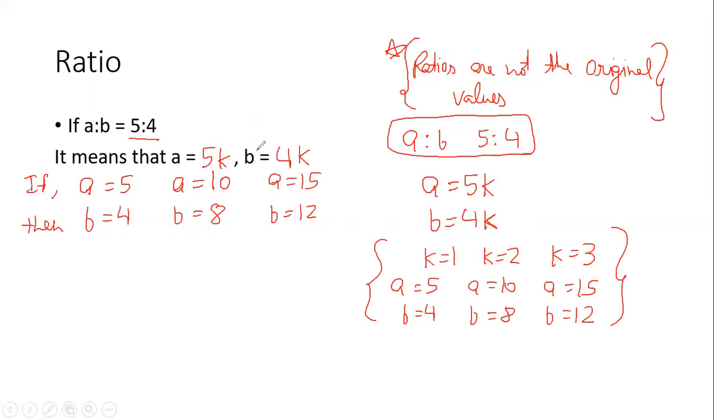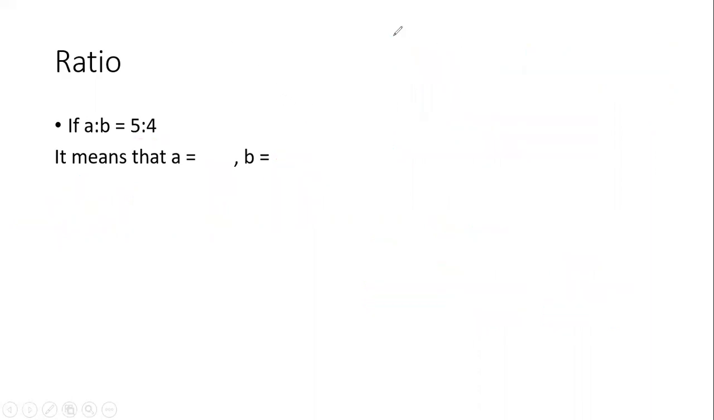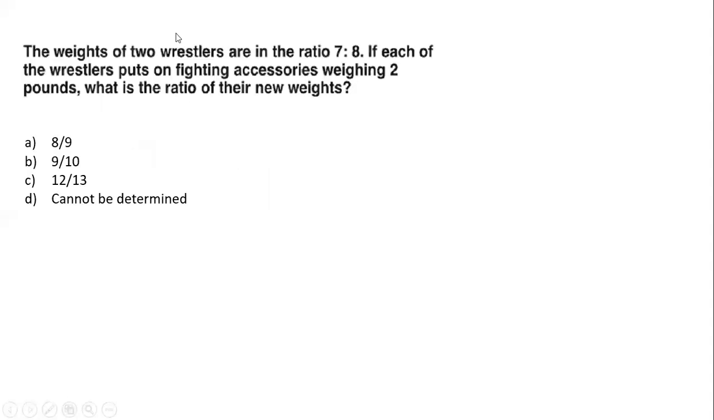Now let's understand how they actually use this concept in the question, how SAT tricks you with this concept. So with that, let's move to the next question. And it says the weights of two wrestlers are in the ratio of 7 is to 8. So given the ratio, I can say the ratio of the weights of the two wrestlers, let's say W1 and W2, is 7 is to 8.